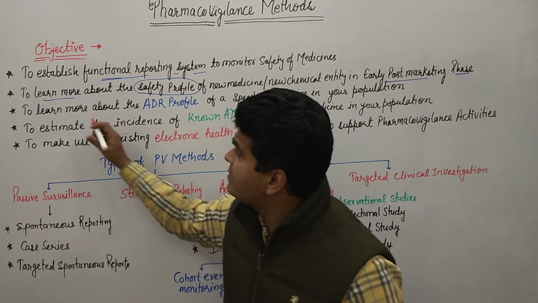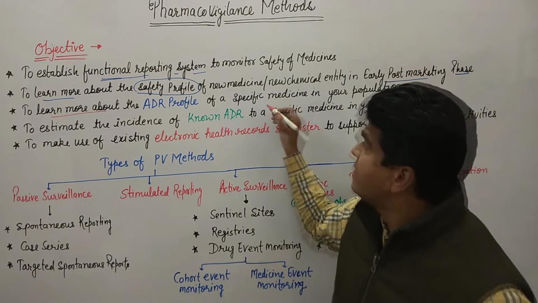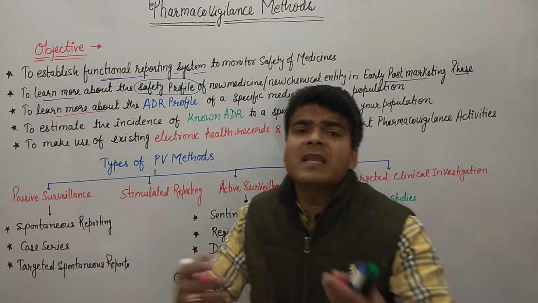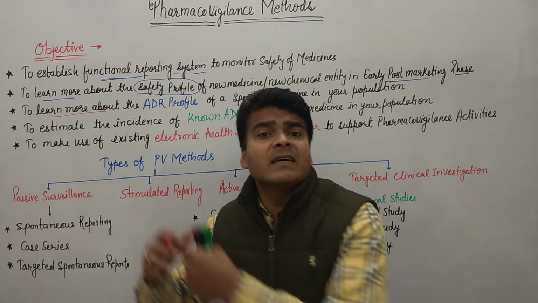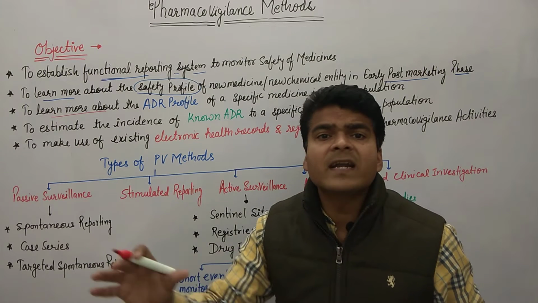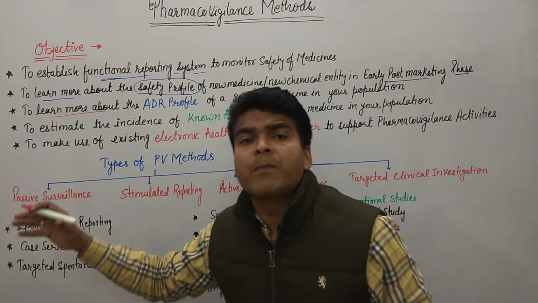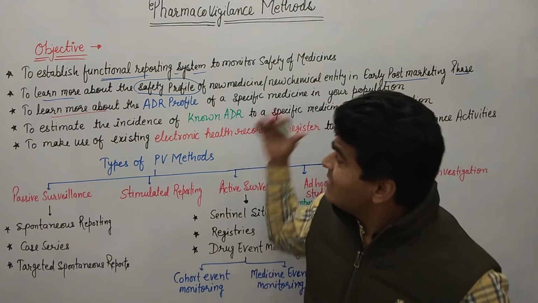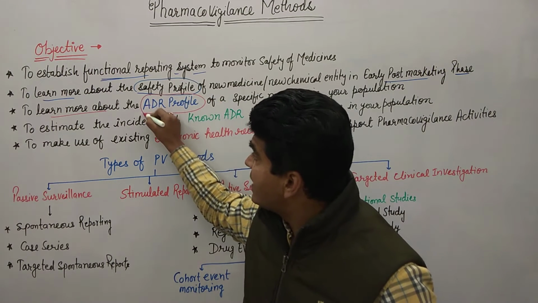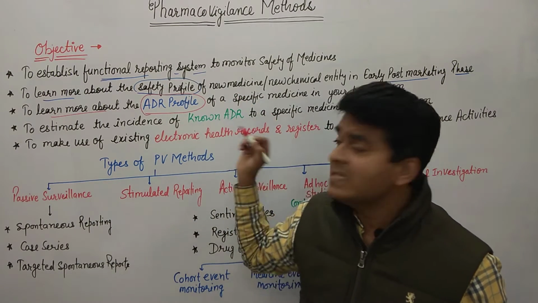Now moving on to the third objective: to learn more about the ADR profile of a specific medicine in a population. Suppose a drug is utilized in an Asian scenario, or in a European or an American subcontinent. Everywhere there is a different kind of population set. So what kind of ADR profile we find in a particular population is learned by the establishment of pharmacovigilance methods. ADR profiling after approval is also an important part. That's why this is an objective of pharmacovigilance methods.